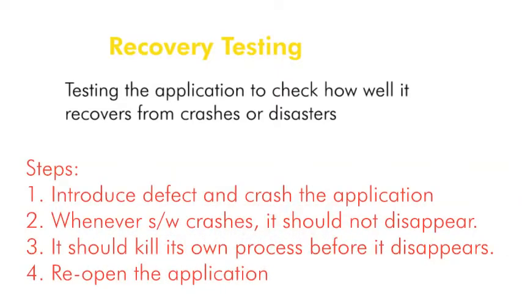After the software crashes, it should not just disappear, but it should write an error log message or crash log message, wherein the reason for crashing should be mentioned. Then it should kill its own process before it disappears. For example, in Windows, we have task manager to show which processes are running.